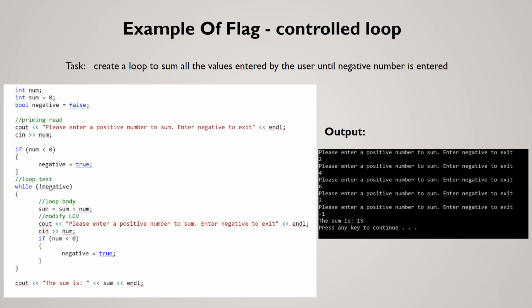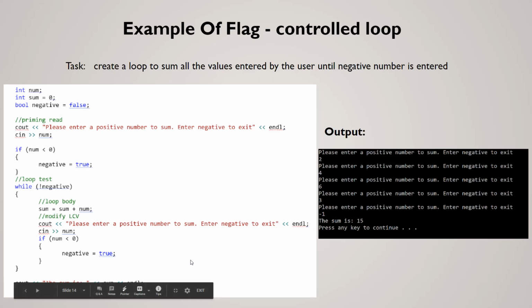Now we say while not negative. So remember that exclamation mark in front of it means not, so we invert it. So that's false right now if the user input a positive number. Let's say the user input 2, just like our output here shows. So if they input 2, is 2 less than 0? No. So we go around. So negative is still false from up here. So while not false, that evaluates to true. So we enter the loop and we do sum plus num. That's 2. And then we modify the LCV in the exact same way.